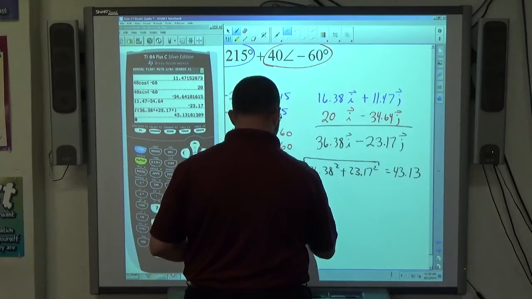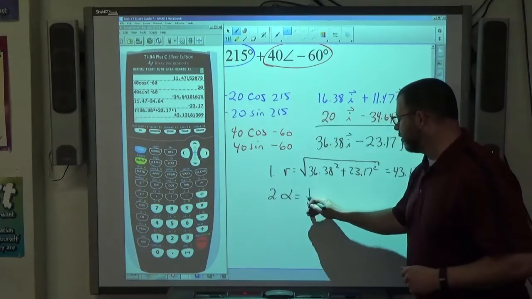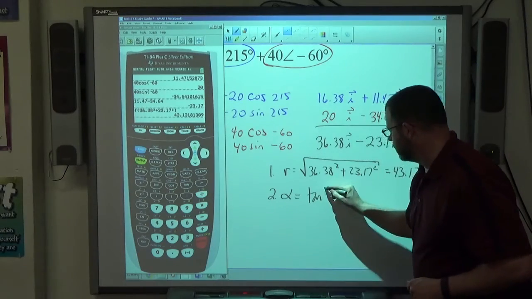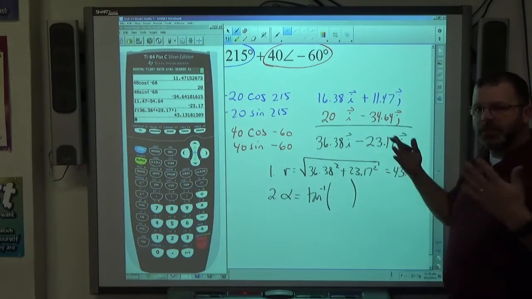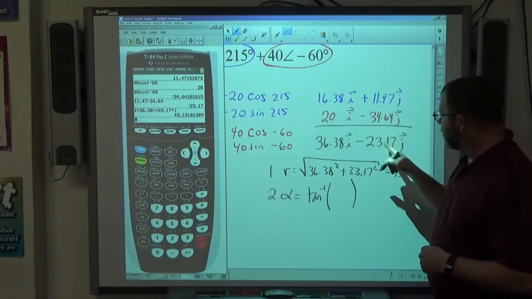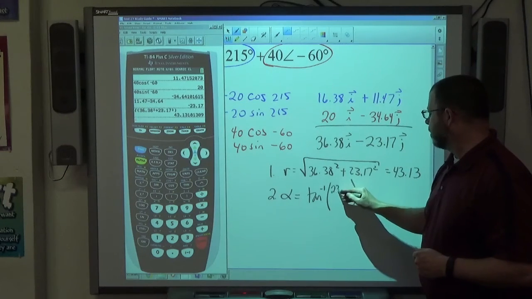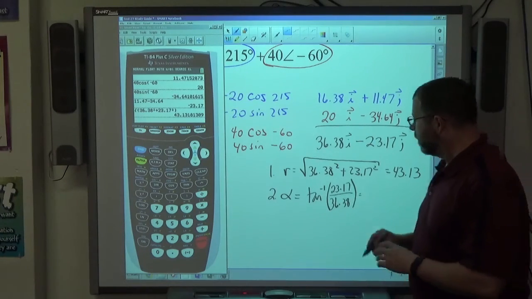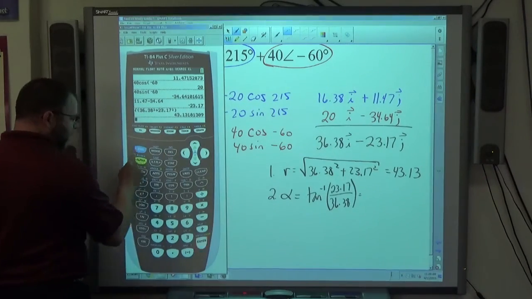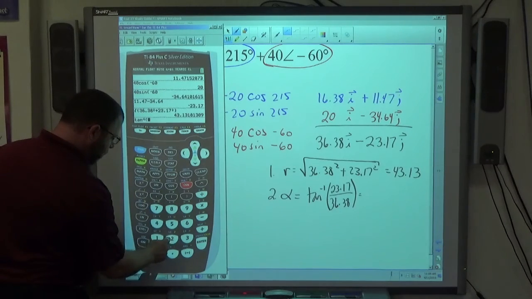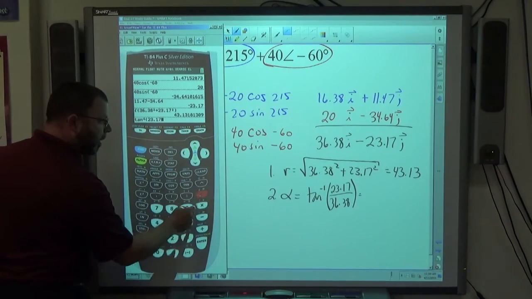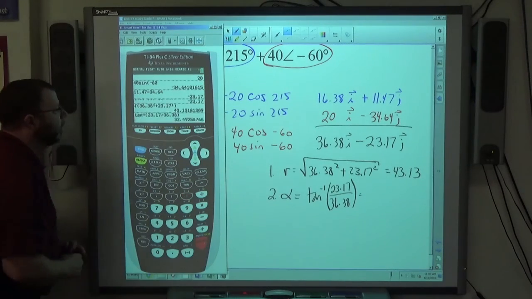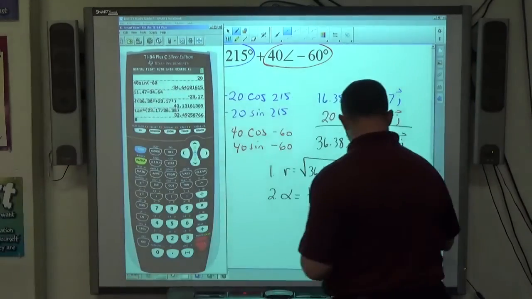Step 2. Alpha is always inverse tangent of the absolute value. So absolute value, negatives again are irrelevant. Vertical over horizontal. So vertical 23.17 over horizontal 36.38. So I do hit second tan, and I do 23.17 divided by 36.38 in parentheses equals. Comes out to 32.49 degrees.